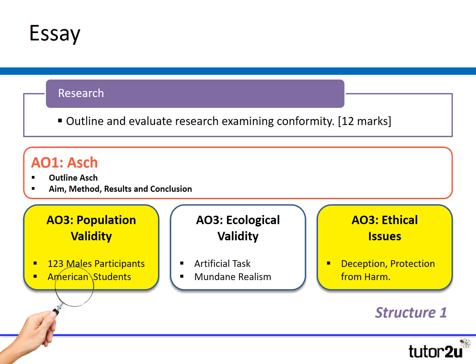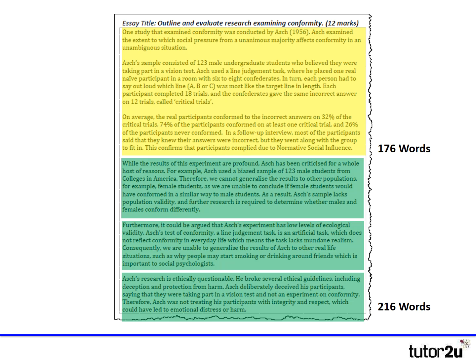So we're keeping in mind, we're pretending for now that this is a 12-mark year 1 essay. We've put those 3 evaluation points in. We've outlined Asch. Here's what it would look like as one essay. So 176-ish words of knowledge, 216 words of evaluation, short, sweet, and everything we need.